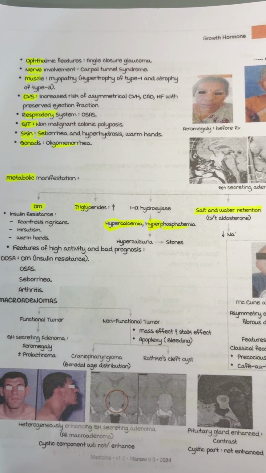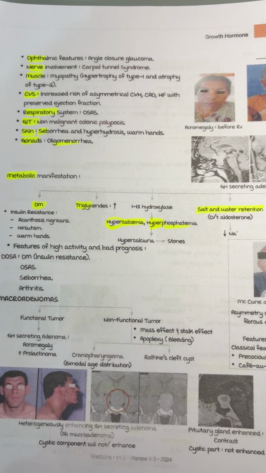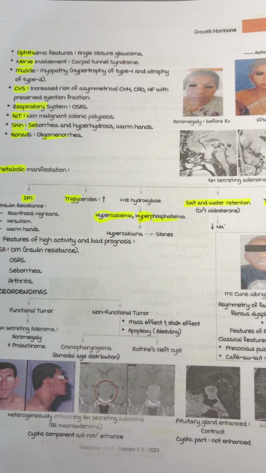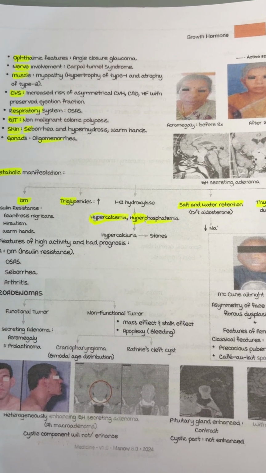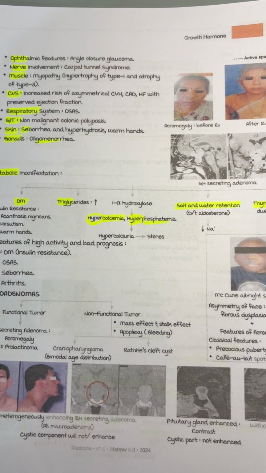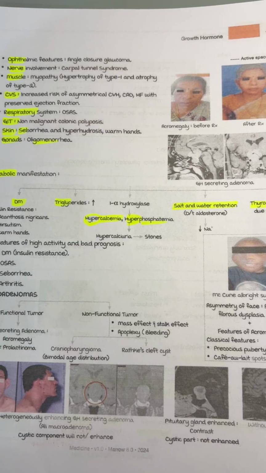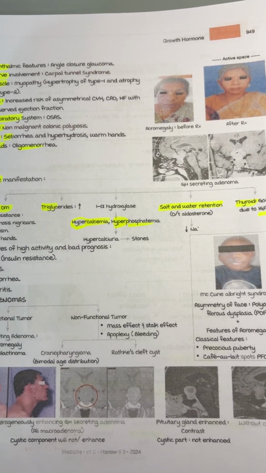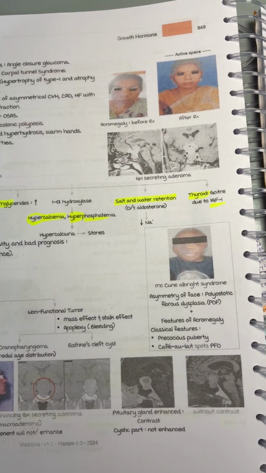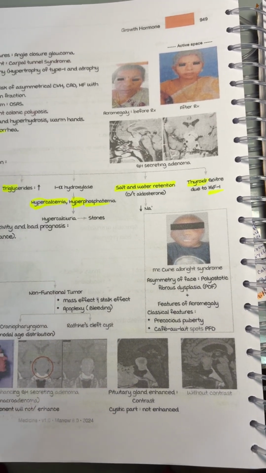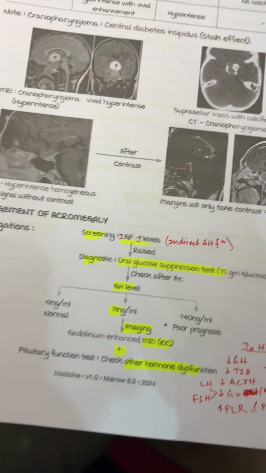Now, what are the metabolic manifestations? As far as glucose is concerned, it can lead to hyperglycemia and diabetes. It can cause lipolysis and increased triglycerides. Then it can cause hypercalcemia and hyperphosphatemia, and it can also cause salt and water retention and thyroid enlargement, leading to goiter.